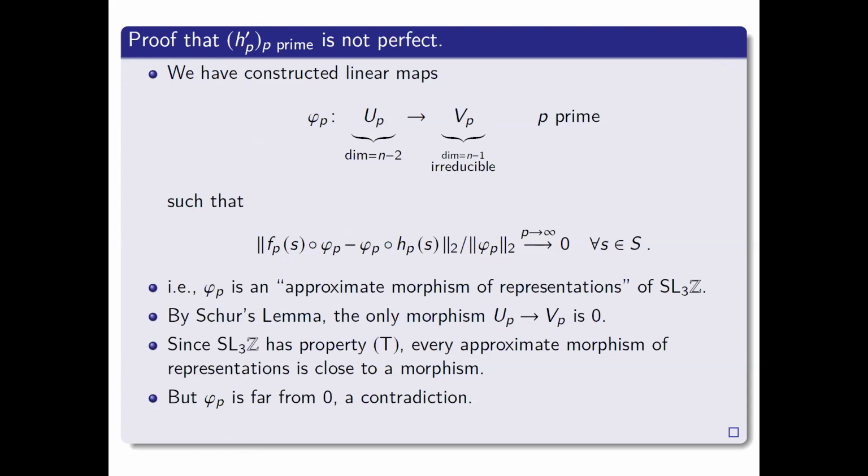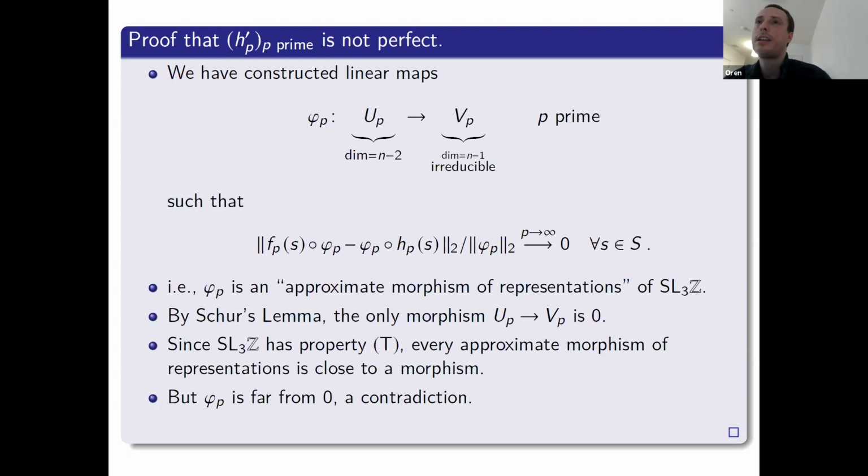Can I ask a question? Yes. So when you say you can see the UP and VP as a model, so we have the morphisms from UP into VP, right? So they are a model for which group? For SL3Z.